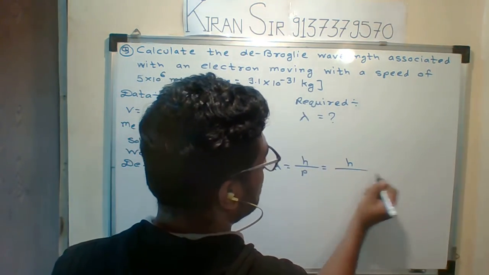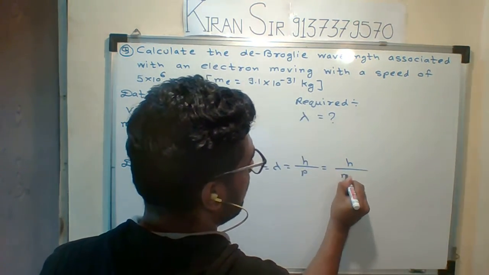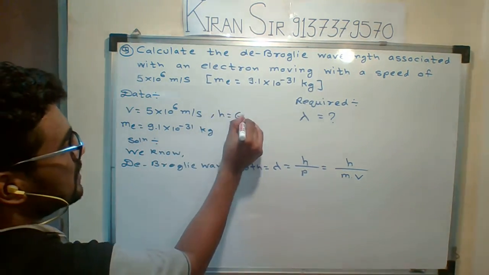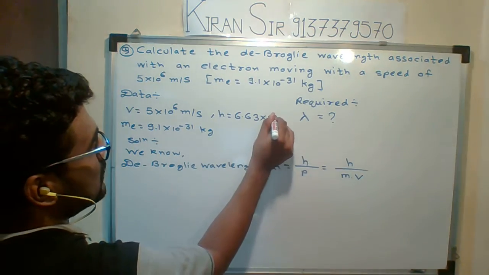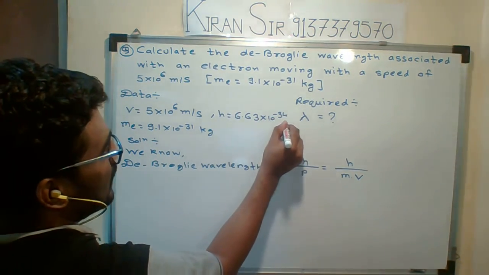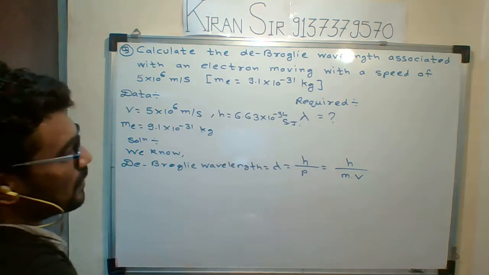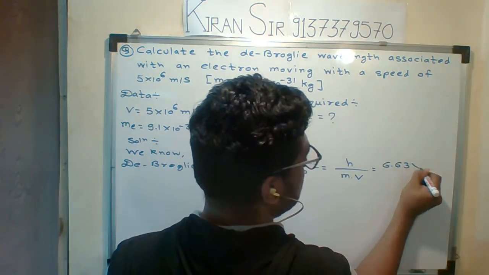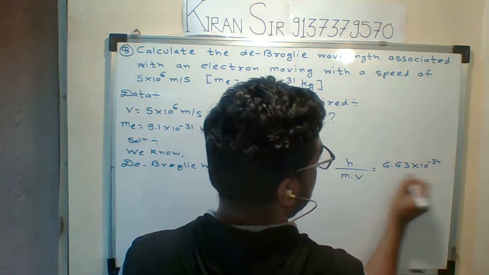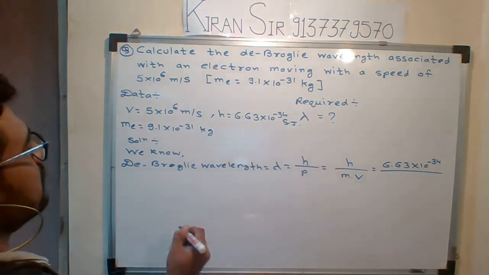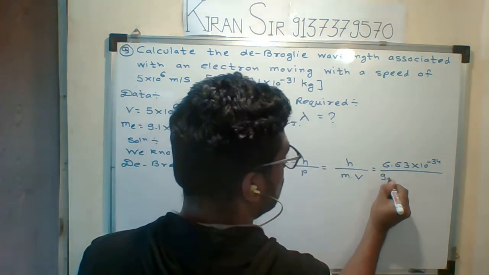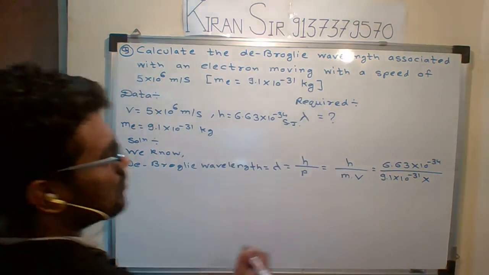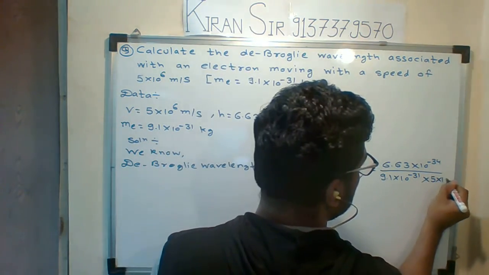H, you know, is Planck's constant, and the formula for P is m into v. So students, you know the value of H. What is the value of H? 6.63 into 10 raised to minus 34, right? SI unit, remember this. So students, let us put the values. H is 6.63 into 10 raised to minus 34. Mass of the electron is given, 9.1 into 10 raised to minus 31, multiplied by v. v is also given, 5 into 10 raised to 6.